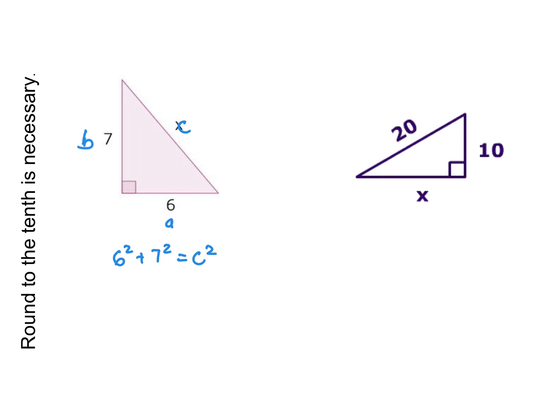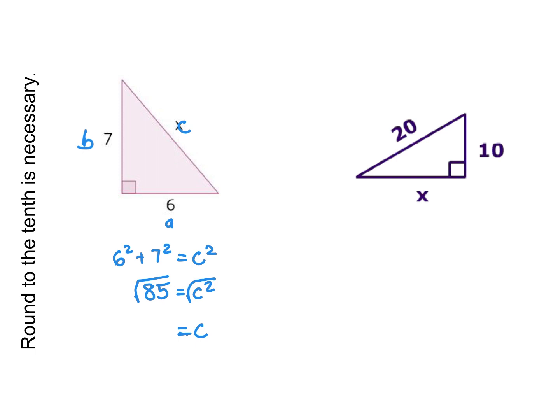So what I'm going to do is type into my calculator 6 squared plus 7 squared. And I get 85. That's the same as C squared, but I want to know what's the same as C. So in order to unsquare a number, I have to take the square root of that number. Whatever I do to one side, I have to do to the other side. So I'm going to now take on my calculator the square root of 85.